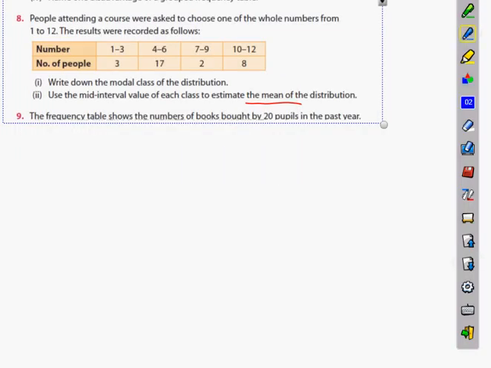Now, it says write down the modal class being 4 to 6. You happy with that? Yeah. Okay. Next thing, use the mid-interval value in each class to estimate the mean of the distribution.